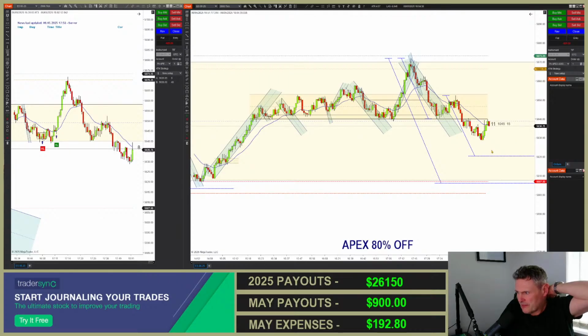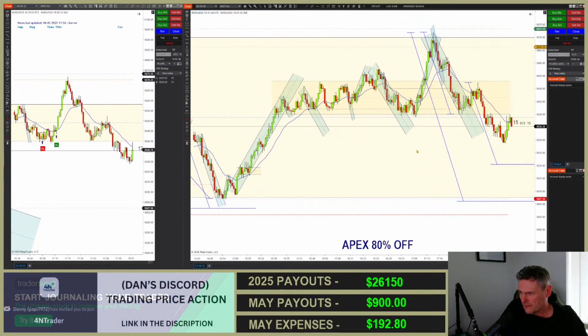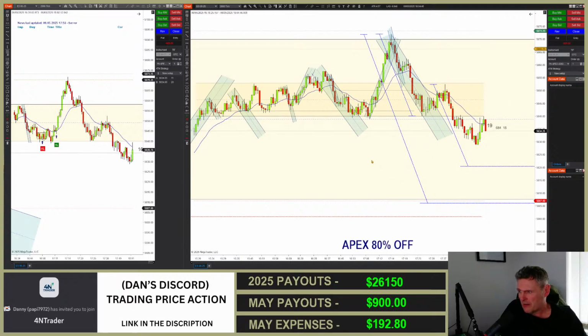But it's been a difficult day today. It's getting the direction. That's the important bit. Trading in the right direction. If you get a setup and you're aiming in the right direction, chances are it's going to work.